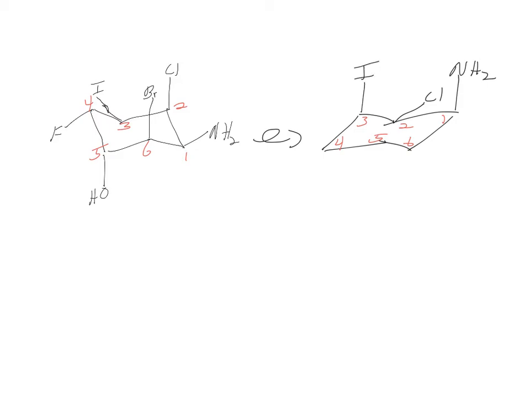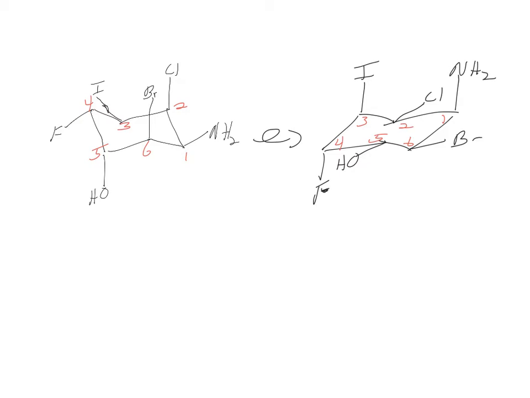Carbon 4 has a fluorine. Is it up or down? Down. And is it axial or equatorial? Equatorial. So now it's going to be axial and down. Carbon 5 has an OH on it. And it's down and axial. So now it's going to be down and equatorial. Number 6 has a bromine on it. That bromine is up or down? Up, and it's axial, so now it's going to be up and equatorial.